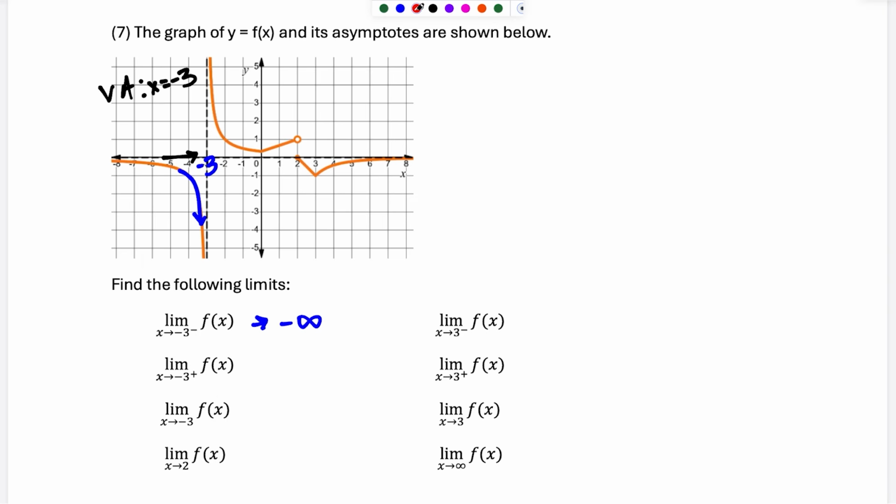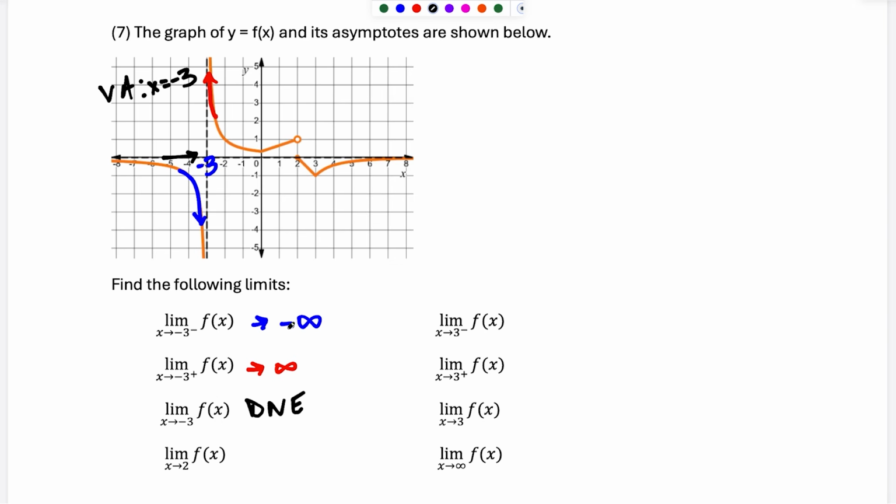And now if we look at the next limit, the limit as x approaches -3 on the right side, that means we're going to be approaching -3 this way. So we're going to be following the graph up like this. And notice the graph is going up to +infinity. So now what is the limit as x approaches -3 in general? Well, since the left and right limits do not match, we just say that the limit does not exist.